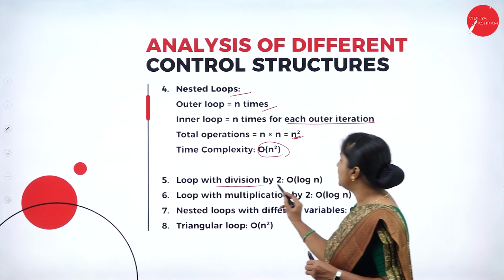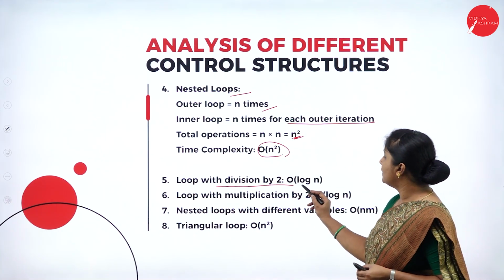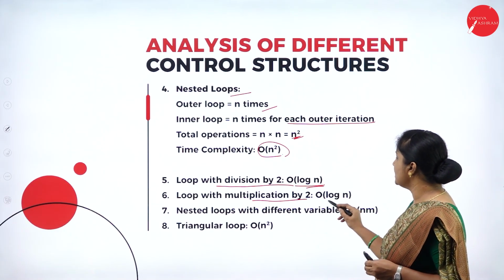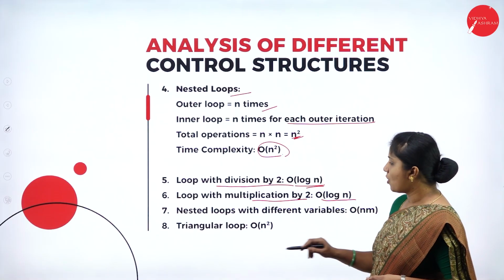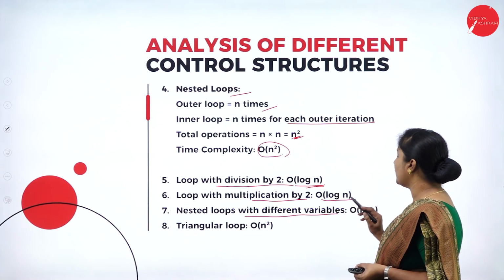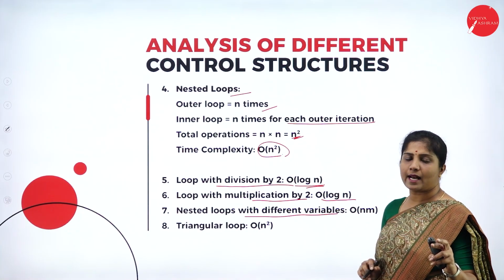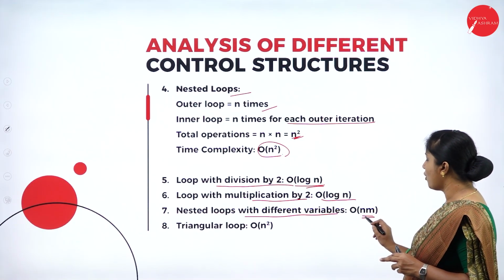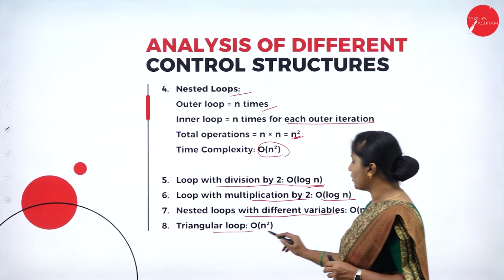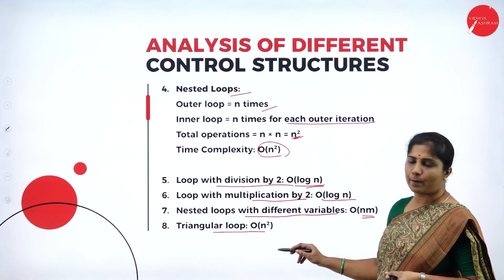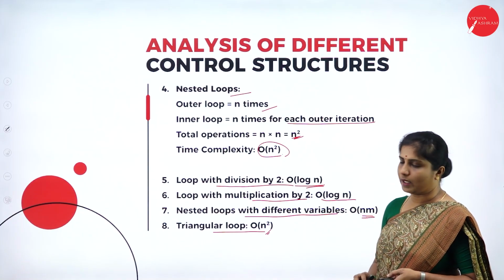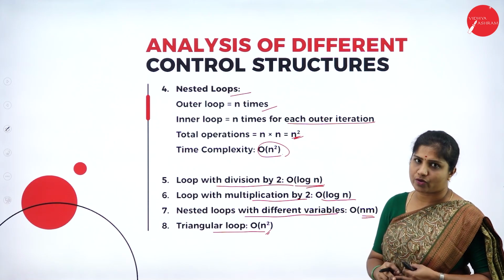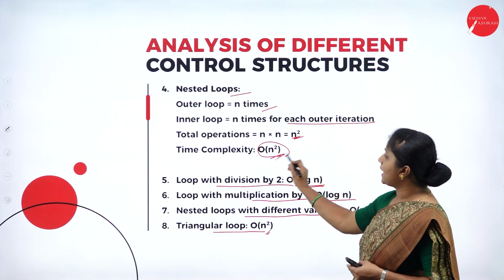Next, if the loop has division by 2, then the time complexity will be big O of log n. If it is multiplication by 2, that is also big O of log n. For nested loops with different variables, say m and n, the complexities are multiplied, so big O of n into m. If it is a triangular loop, its time complexity will also be big O of n square. These are some of the analyses for different control structures, where we can analyze the time complexity.